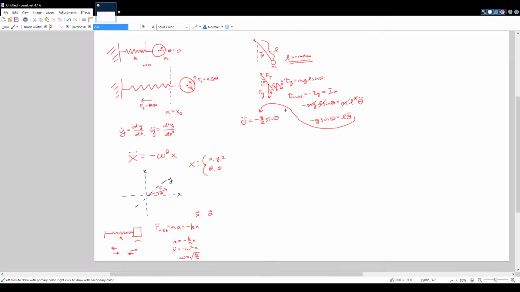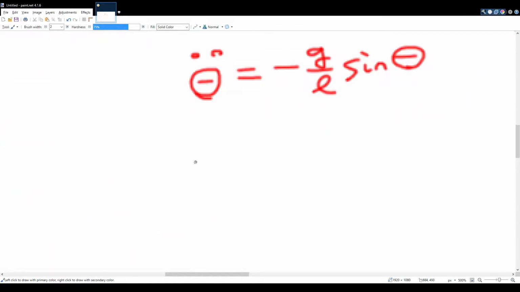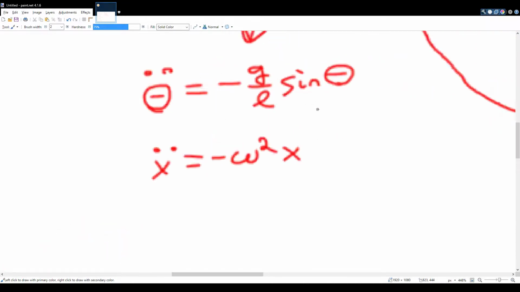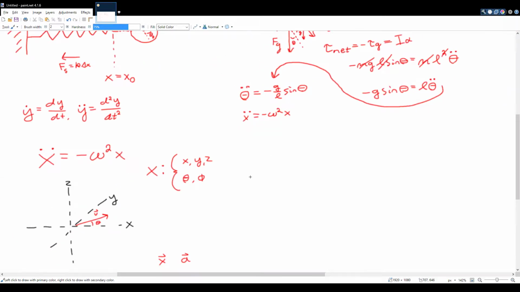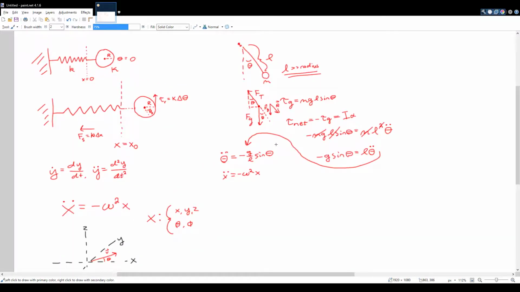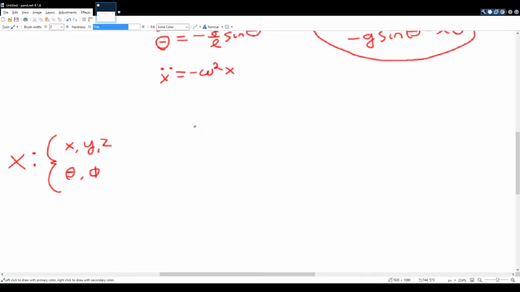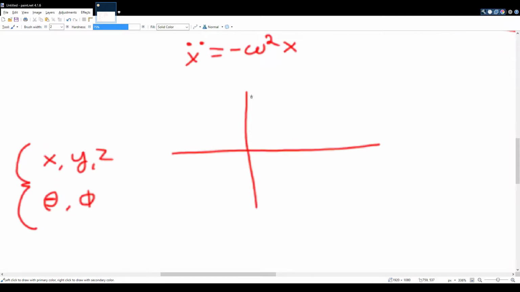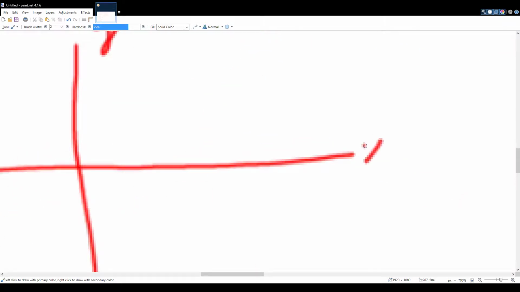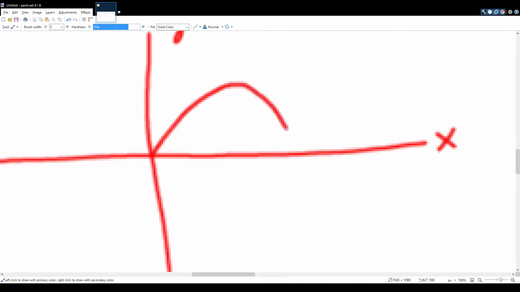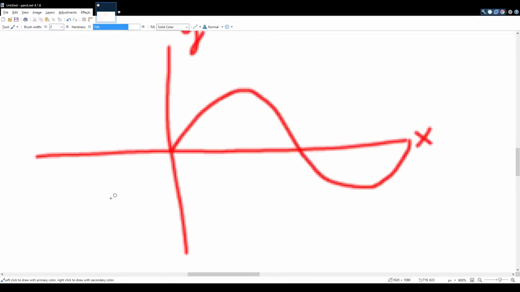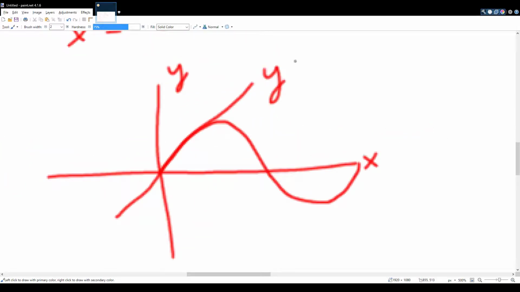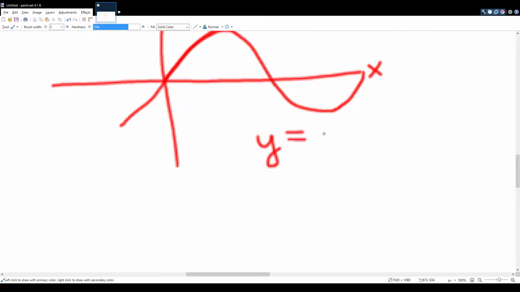And this is a little off-putting, right? Because the equation is x double dot equals negative omega squared x. And obviously theta is not equal to sine of theta, right? So here's where the assumption with the pendulum comes in, that this pendulum only swings out to small angles. And what that approximation lets us do, I want to draw a graph of sine x versus x. Sine x will look something like that. That's awful. And y equals x will look something like that. Y equals x. Y equals sine x.